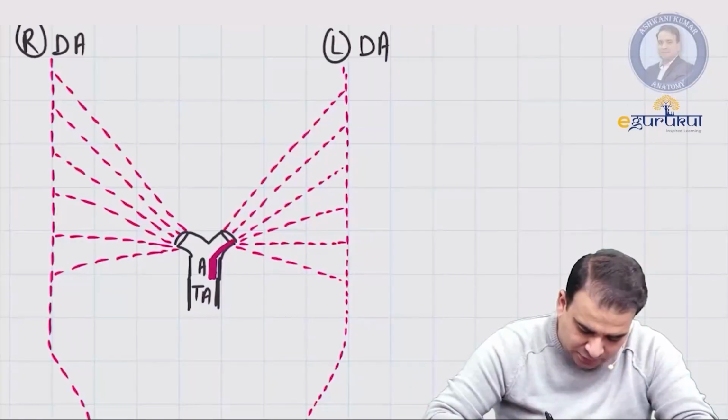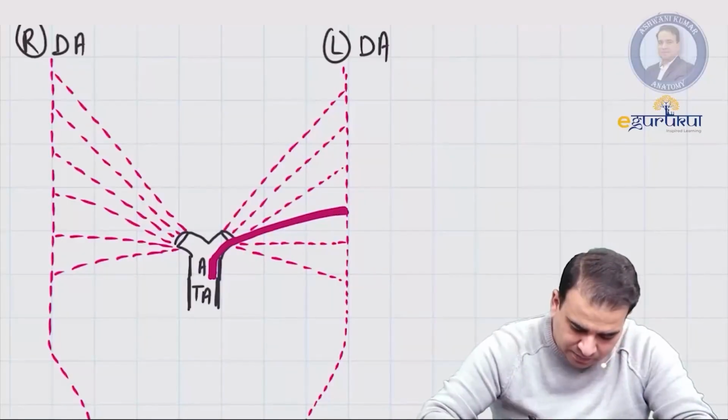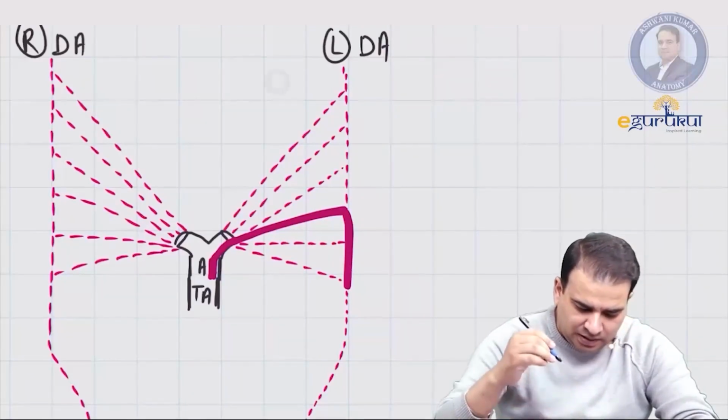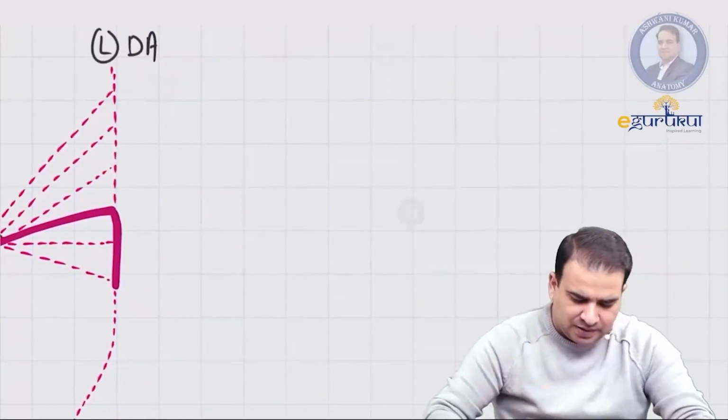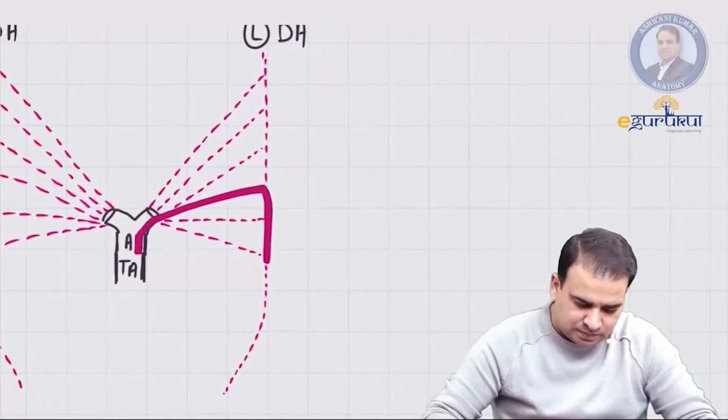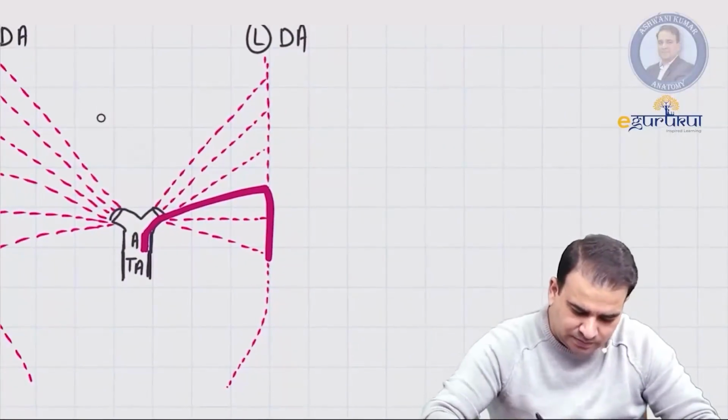Number 2, the left horn of the aortic sac. Number 3, the left fourth arch artery. And number 4, the left dorsal aorta. Just make sure you highlight that part, and in the meantime I'll write it for you on the side as well. So you're looking at the arch of aorta.